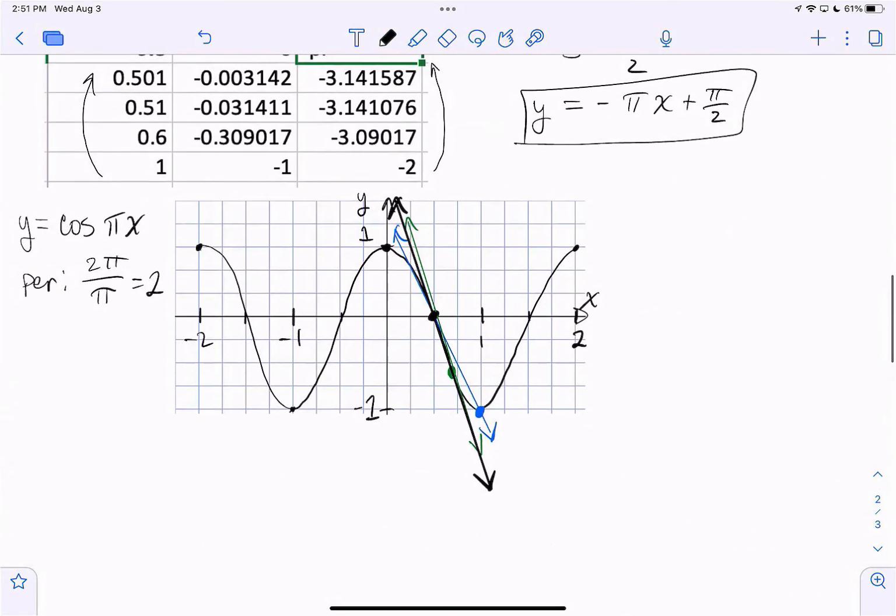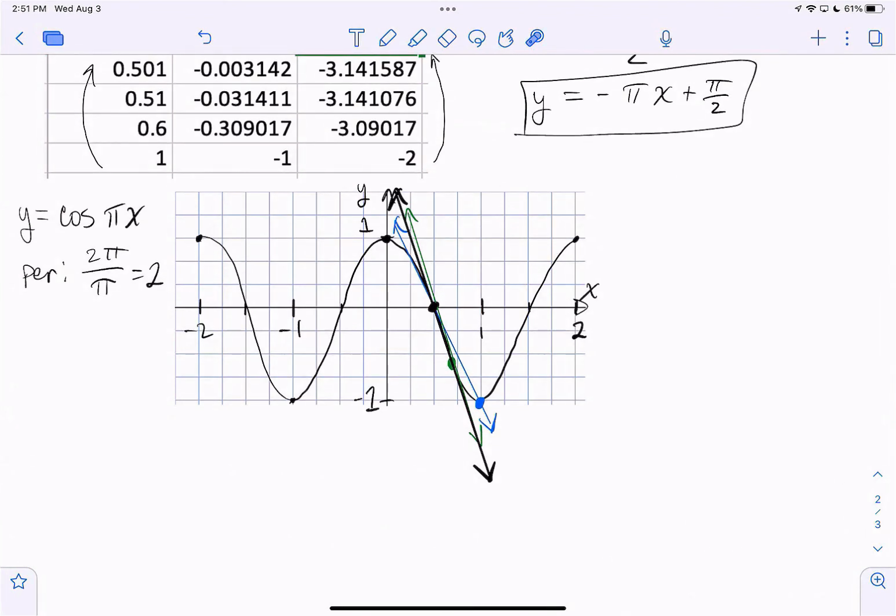Now we can see here the slope is negative. I can't tell that it's negative pi from this graph, but the y-intercept is supposed to be at pi over 2, which is about 1.57. And so it looks like we've got something that's about right. And you can double check this with the graphing utility and see that everything works out.